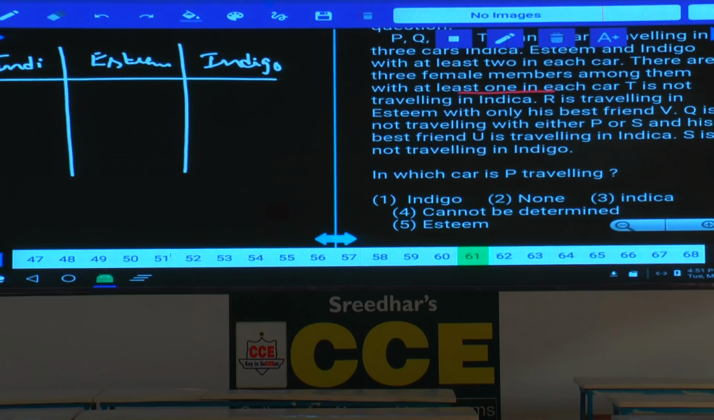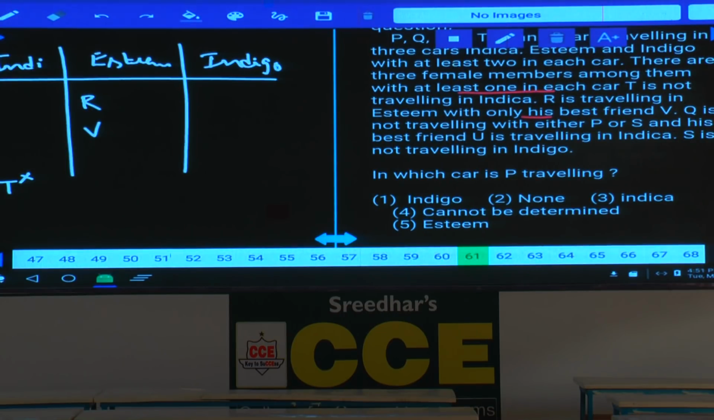T is not traveling in Indica. Now T is not traveling in Indica, so T cannot be here. And R is traveling in Esteem with only his best friend. That means, tell me how many persons are traveling in this Esteem? 2 persons. Who are those 2? R is one and V is the other.